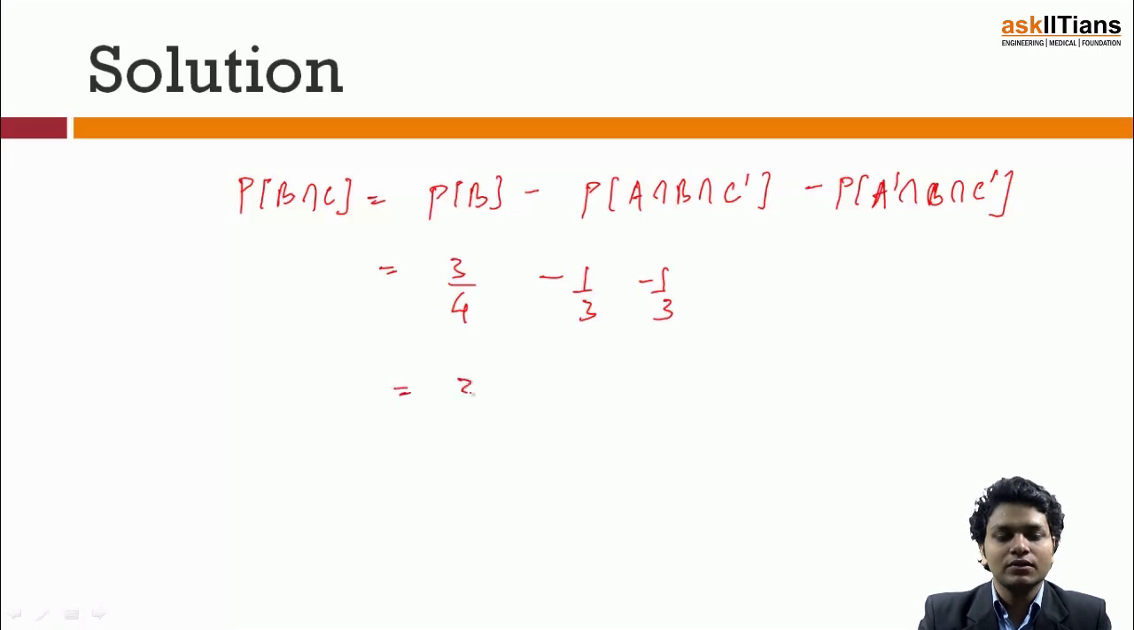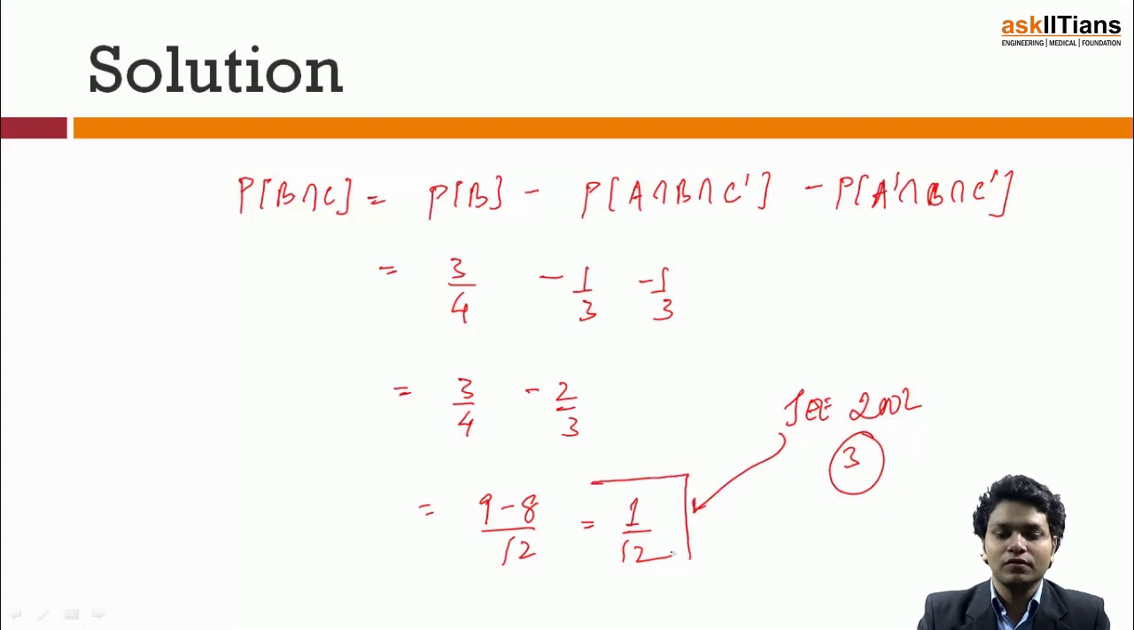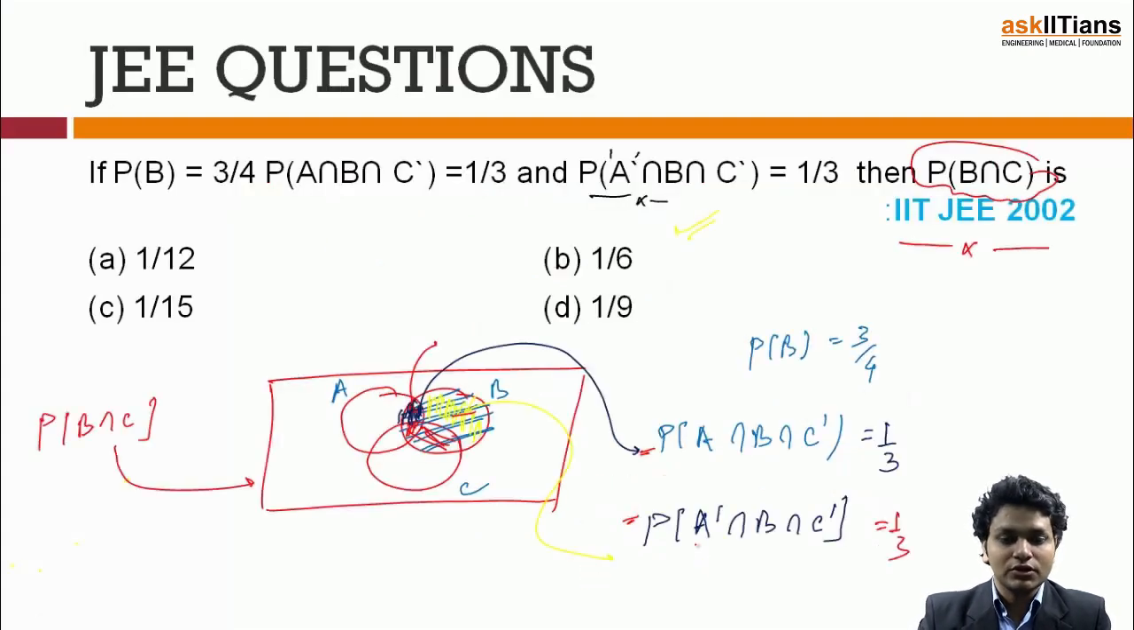So this will be nothing but 3/4 minus 2/3. If I take the LCM and do the processing next, this will be (9 minus 8)/12 and hence 1/12. So this was a JEE 2002 question which is of 3 marks, and this was the procedure how to do it. So 1/12 is going to be the correct answer in this question, hence option number 1.